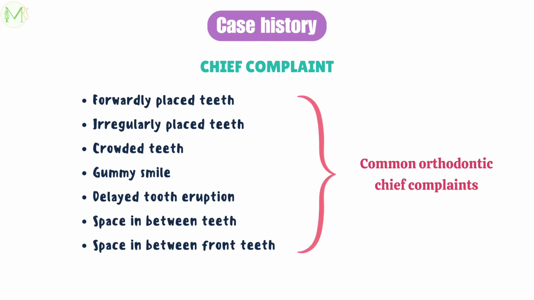Now, this can be a viva question in your practicals. What are the common chief complaints that patients tell you in orthodontics? The most common ones are forwardly placed teeth, irregularly placed teeth, crowded teeth, gummy smile, delayed tooth eruption, space in between teeth in general, or space in between the front teeth, which is midline diastema.